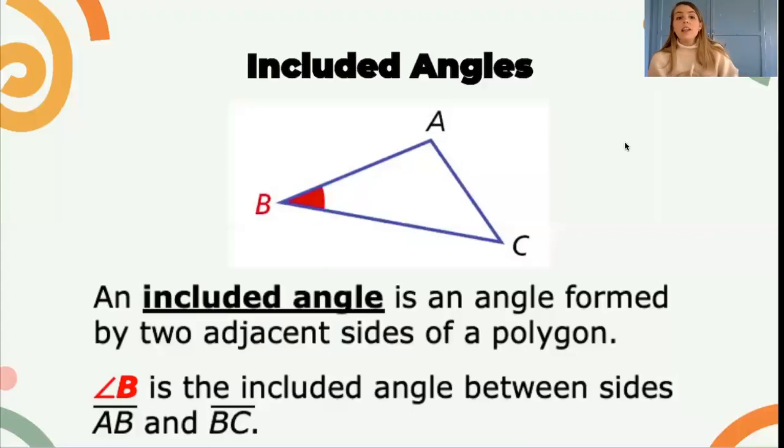Okay, your next theorem is going to include something called the included angle. An included angle is an angle that's in the middle of two adjacent sides. So sides that are right by each other. You can see here that AB is adjacent to BC. They're right beside each other. So angle B is their included angle. It's the one in the middle of those two sides.